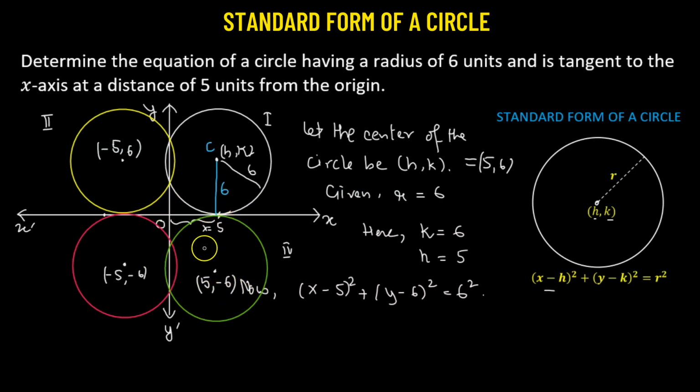Right. So we can find out the center, which I've already done here, and the radius is going to be fixed. The radius for each of the 4 circles is going to be 6 units, and we can use the standard form to find out the equation of the remaining 3 circles, which I'm leaving as an exercise for you to try out. So hence we have successfully found out the equation of a circle which has a radius of 6 units and is tangent to the x-axis at a distance of 5 units from the origin.